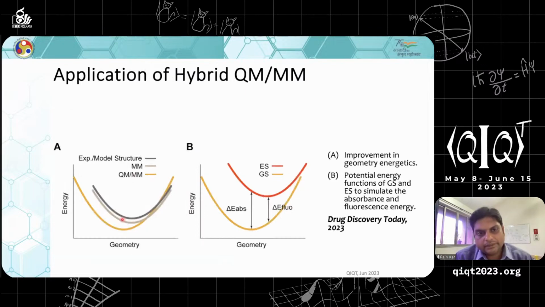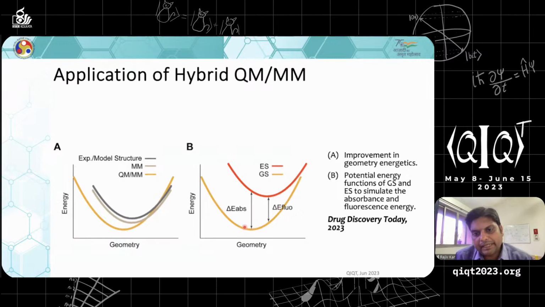Here is one example where we can see the experimental or model structure, shown in black. This is the potential energy minima. When we apply molecular mechanics, it can solve some of the problems associated with the frozen structure, but we will again be stuck at just near the minima. But when we apply this quantum mechanics and molecular mechanics principle, we can get to a far more realistic energetic level, and it will describe the system in more accurate terms.